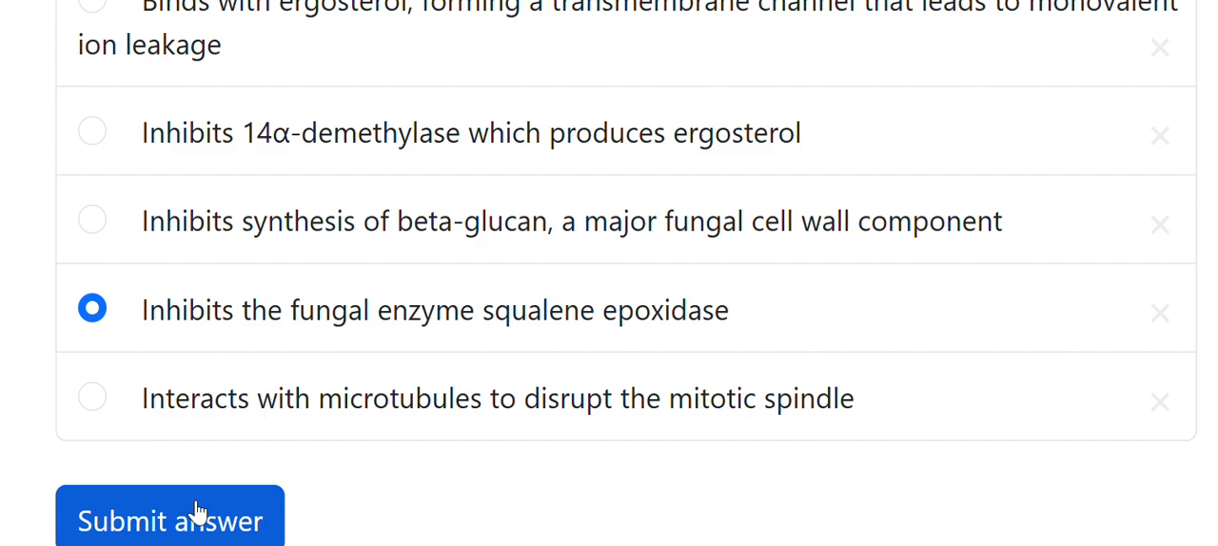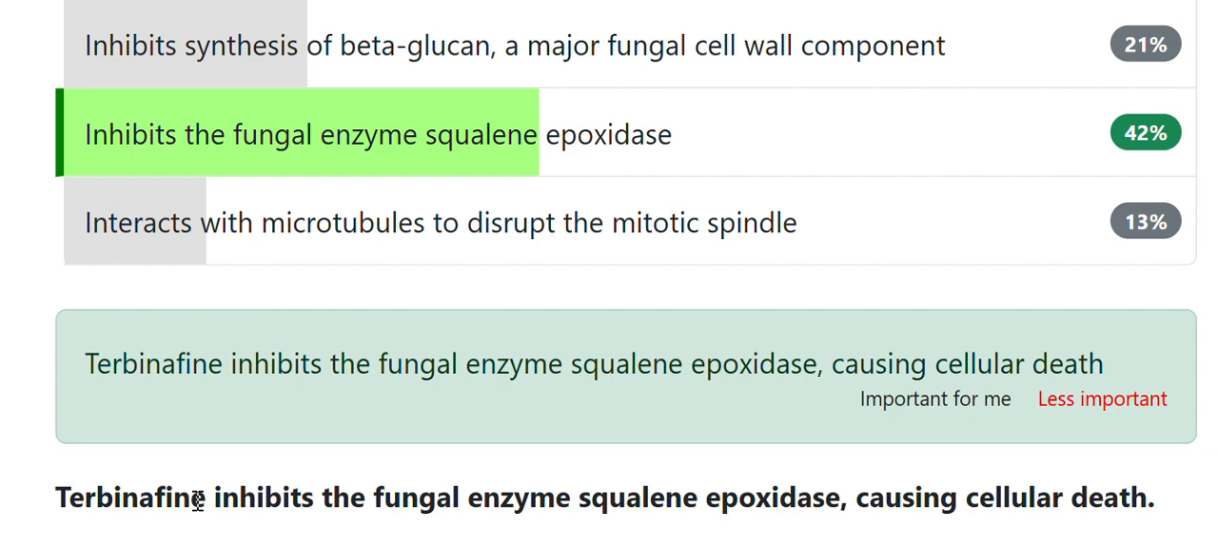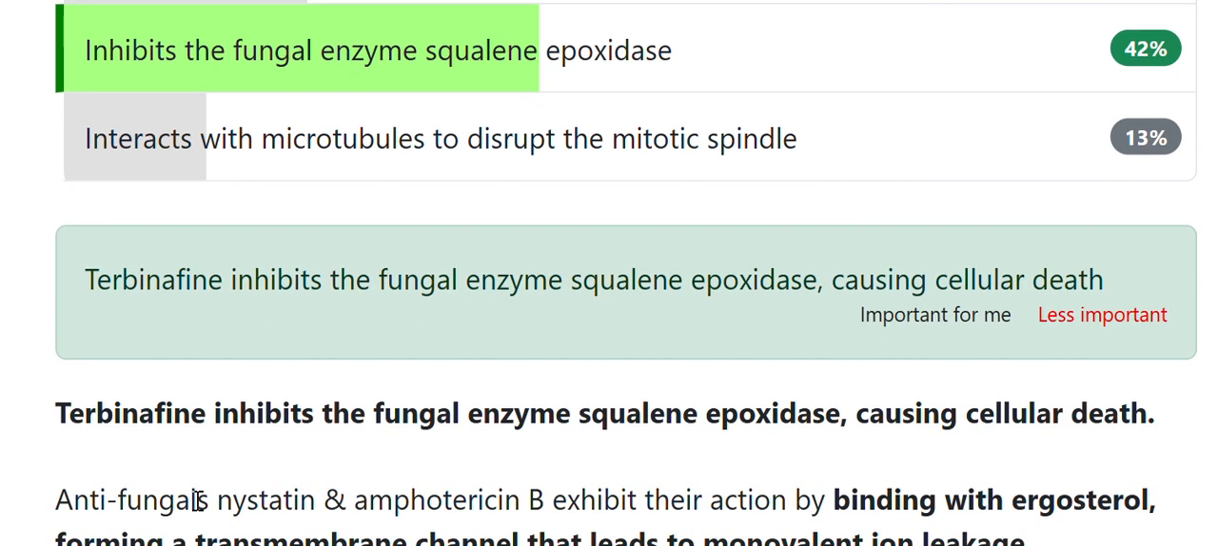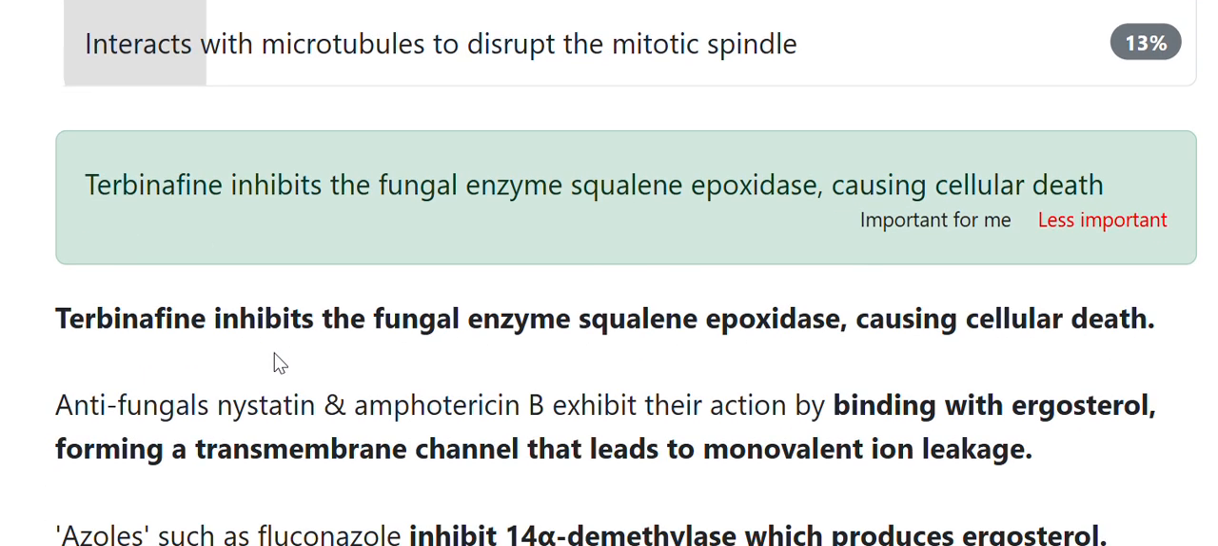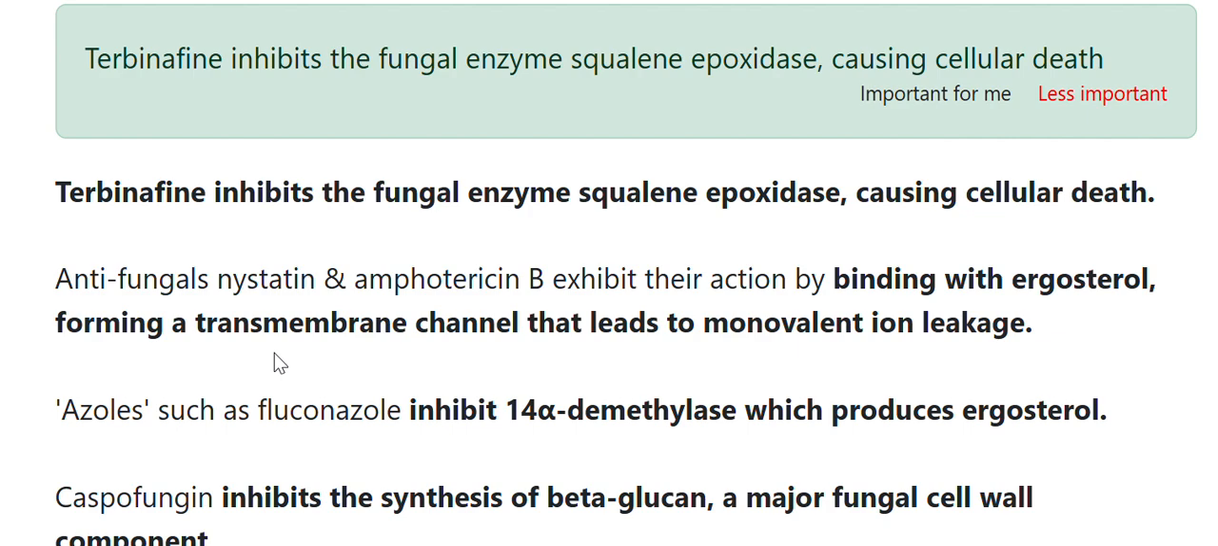Squalene epoxidase. It inhibits the fungal enzyme squalene epoxidase. Yeah, correct. Terbinafine inhibits the fungal enzyme, leading to cellular death.